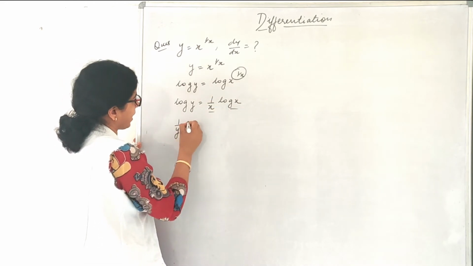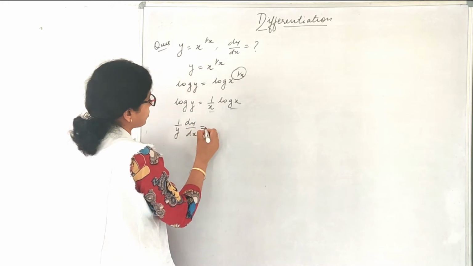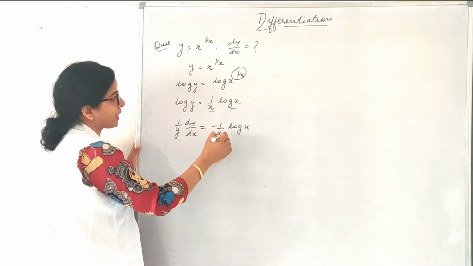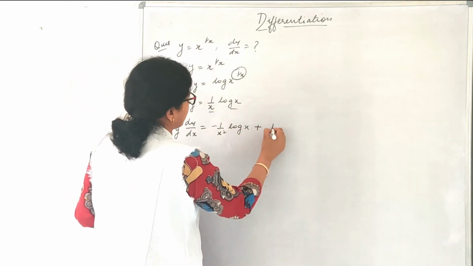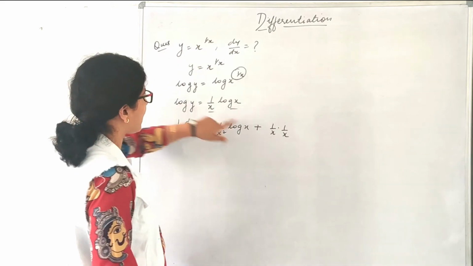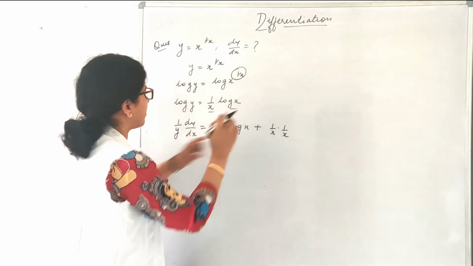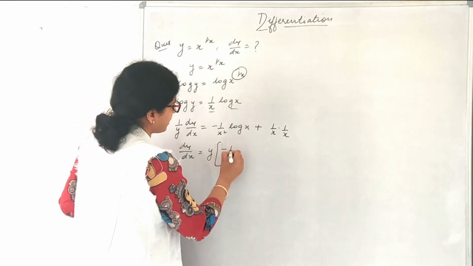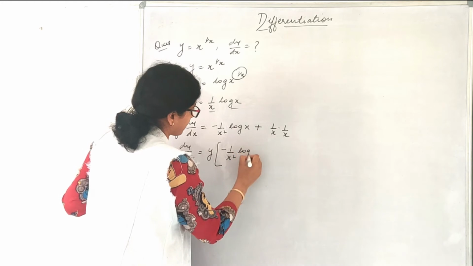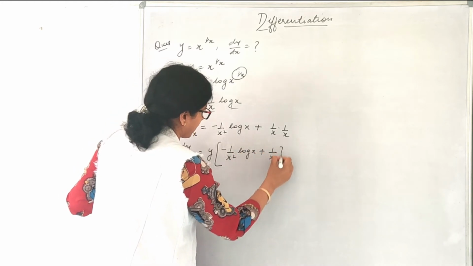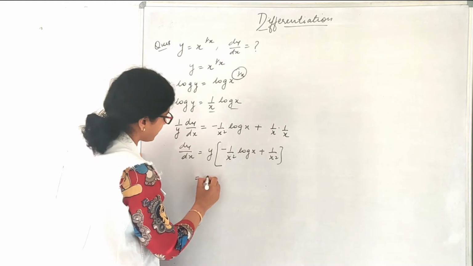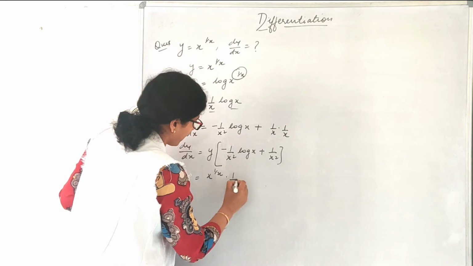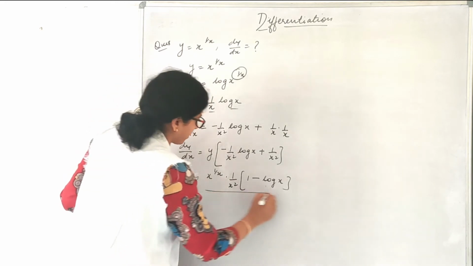So 1 upon y dy by dx equals minus 1 upon x square log x. The derivative of 1 by x is minus 1 by x square, log x plus 1 by x into 1 by x, where 1 by x is copied as it is and the differential of log x is 1 by x. So dy by dx equals y times [minus 1 upon x square log x plus 1 upon x square]. Substitute the value of y, so it is x to the power 1 by x, and from here I can take out 1 by x square common. So this is my required derivative.